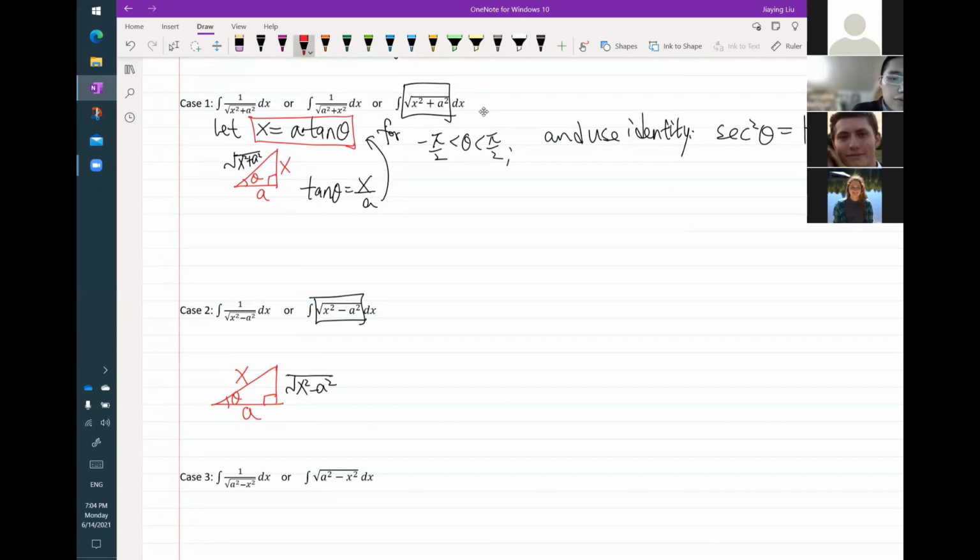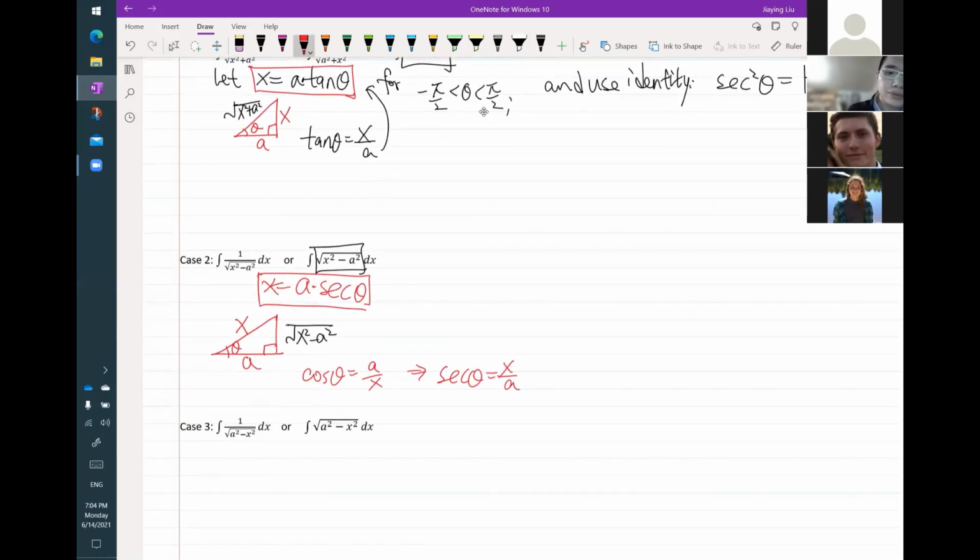And from here, we can write cosine theta equals a over x. And then we can write secant theta equals x over a. And then x equals a times secant theta. So that's the substitution that we're going to use in this case. All right, bear with me. I know it's boring here, but we kind of have to go through them quickly.